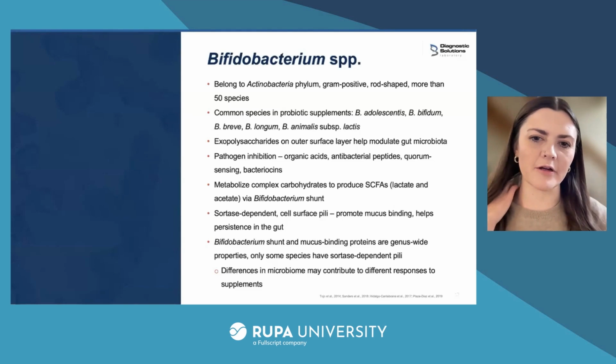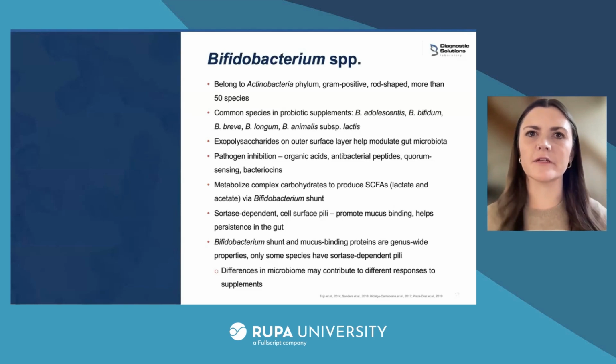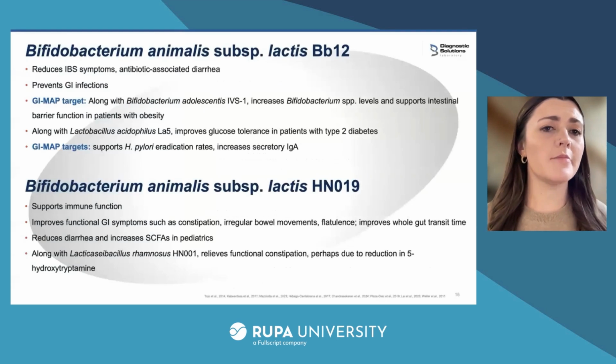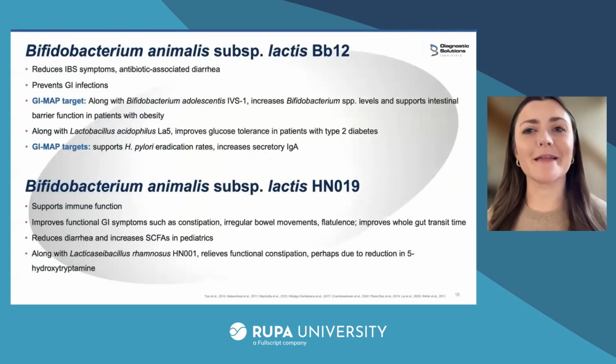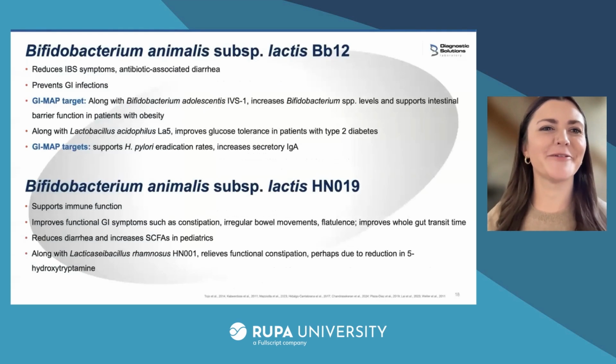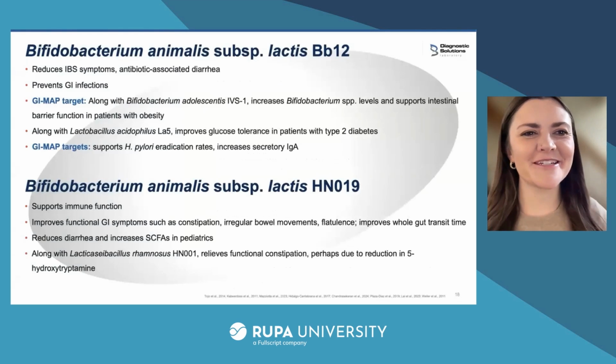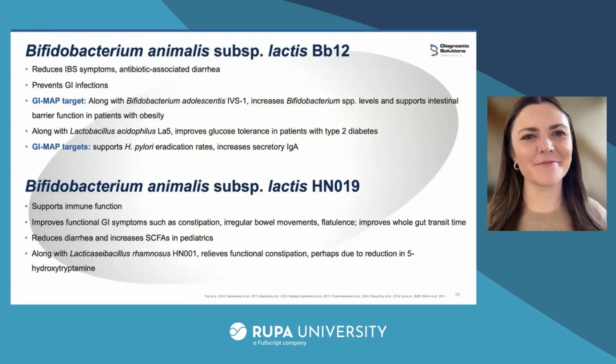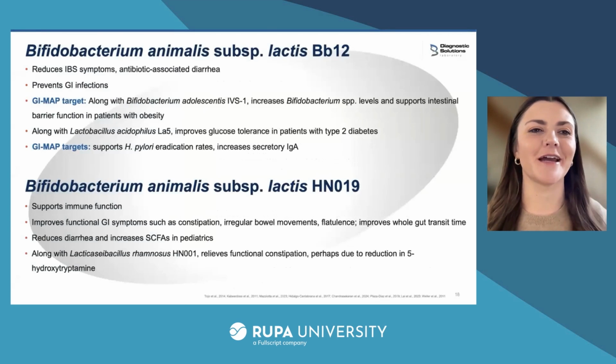And as I mentioned earlier, there is some research showing that differences in a patient's microbiome, how one person can differ to another, might contribute to some of these different responses in how bifidobacterium are interacting and exerting their effects. Just a couple of examples: Bifidobacterium animalis subspecies lactis BB12. Again, quite a mouthful. This strain has been shown to help reduce IBS symptoms, antibiotic associated diarrhea. It can help to prevent GI infections.